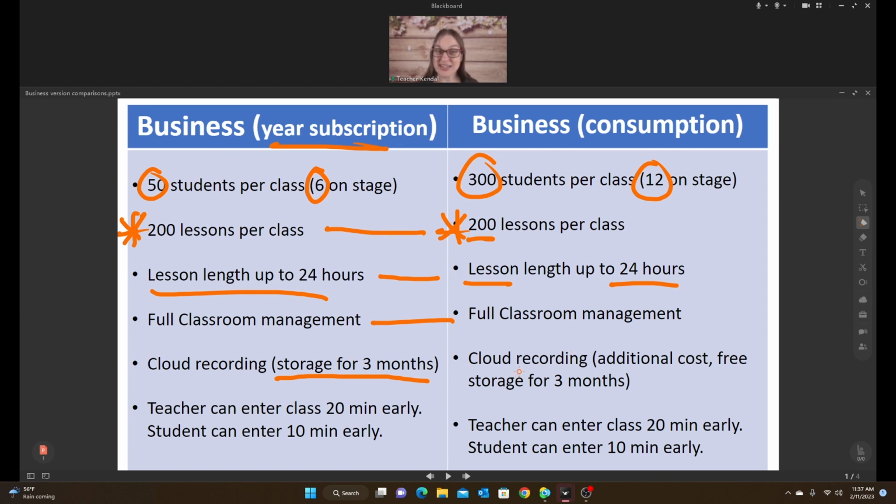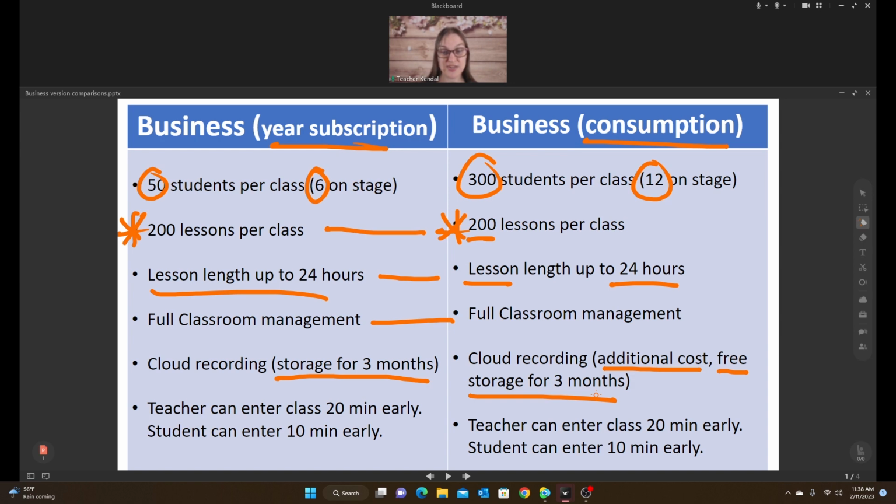You still get the cloud recording with the business consumption, but it's an additional cost. So you have the cost of the classes, then you have an additional cost of the cloud recording. You get free storage for 3 months, so it'll still store for those 3 months, but with that additional cost. After 3 months, if you don't want to delete them, you would have to pay for additional storage.